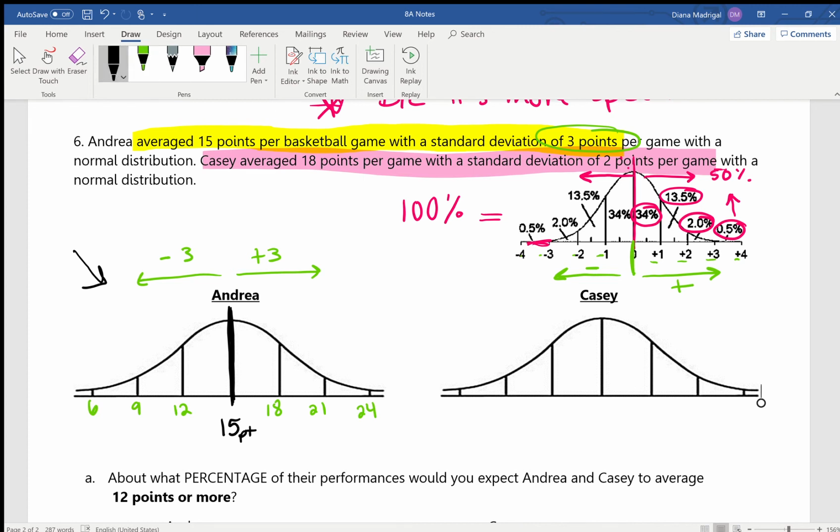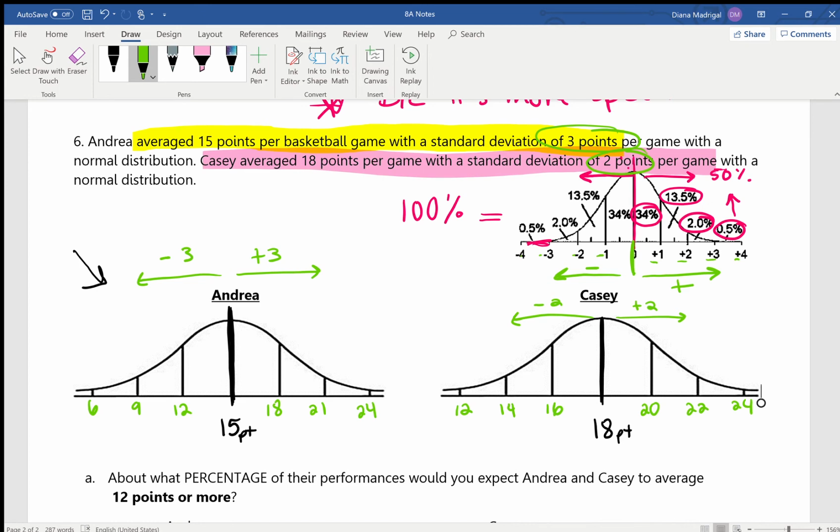Now let's work on Casey. Casey averaged 18 points. That means average is the middle. This is 18 points. Alright, standard deviation of 2 points. So I'm going to the right and adding 2. I'm going to the left, subtracting 2. 18 plus 2 gives me 20, 22, 24. 18 minus 2 gives me 16, 14, and 12. All right.